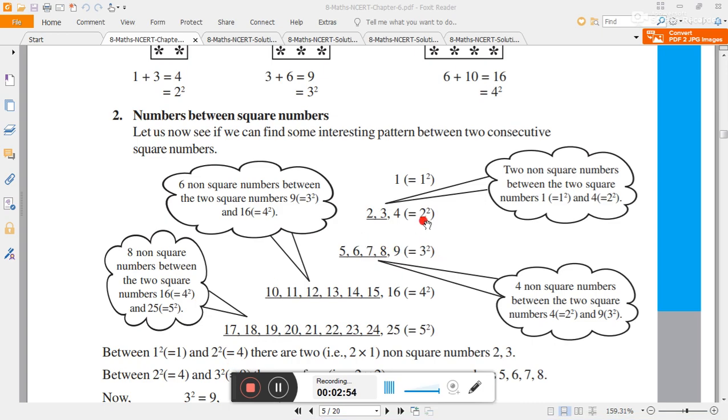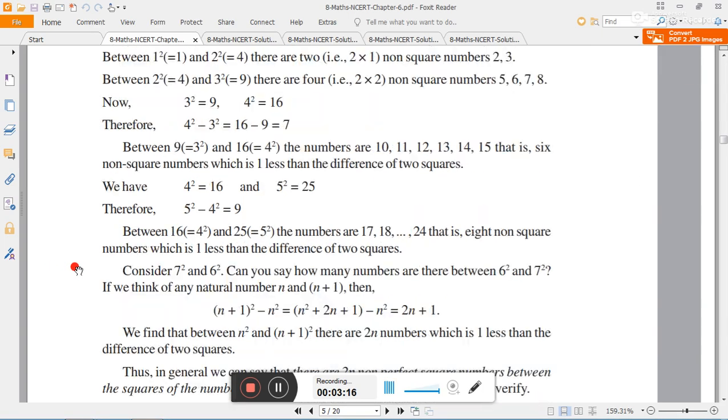See, this is an example. 2 square is 4 and 3 square is 9, so in between 4 and 9 how many numbers are there? 5, 6, 7, 8, that is, 4 numbers are there. So what is 2 square? 2's double is 4, that's why here 4 numbers are there. This is a small trick to calculate the numbers between the square numbers.